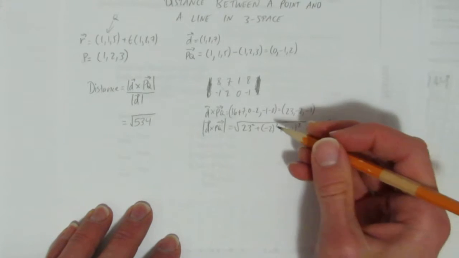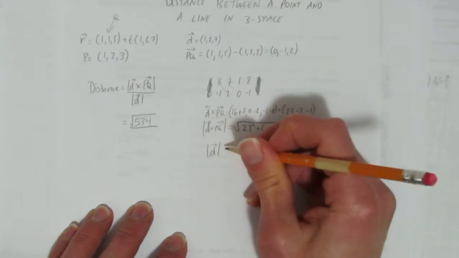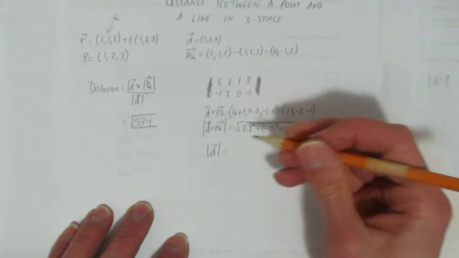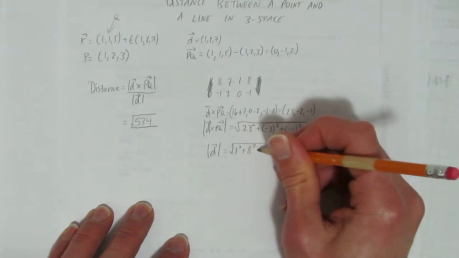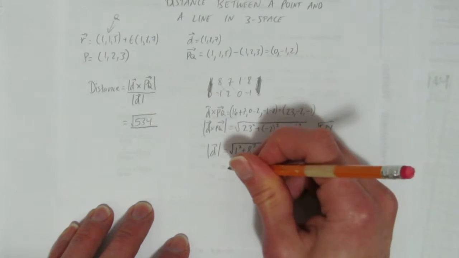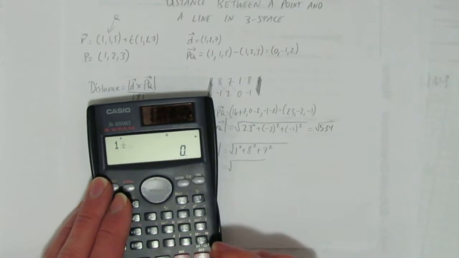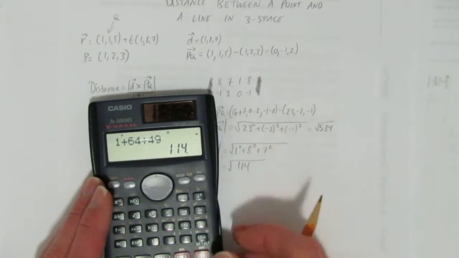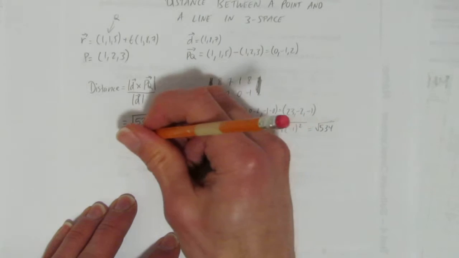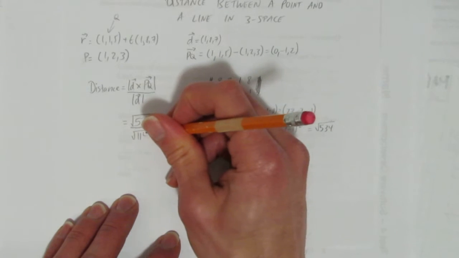Great. Now I need to calculate the bottom of this distance formula that you'll be given. The bottom is the magnitude of the D vector. So what's my D vector? (1, 8, 7). Its magnitude is the square root of 1 squared plus 8 squared plus 7 squared. I could probably do most of that in my head. 1 squared is obviously 1, 8 squared is 64, 7 squared is 49, and you get 114. So that's the square root of 534 over the square root of 114.